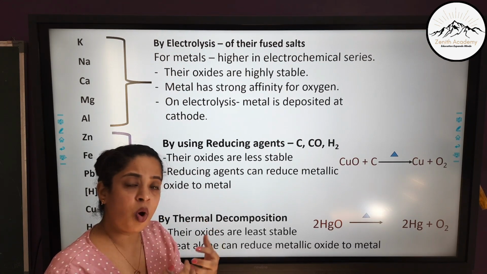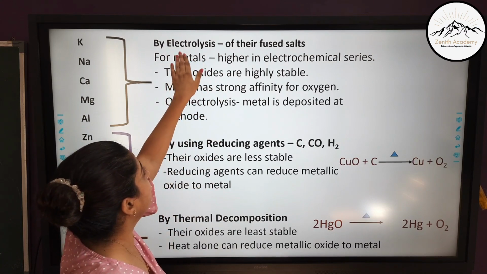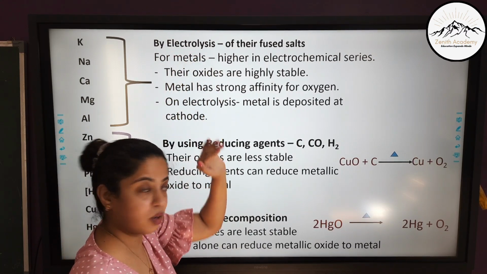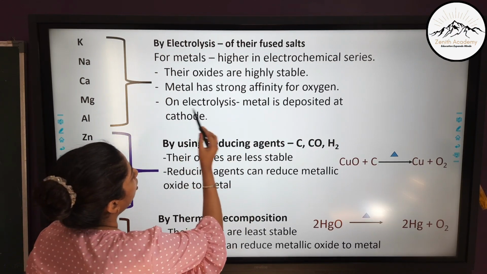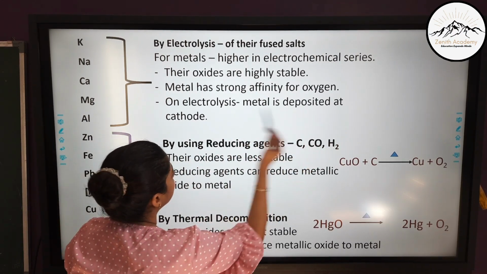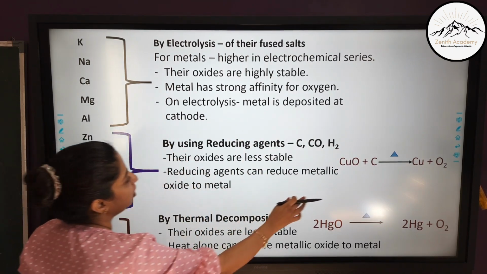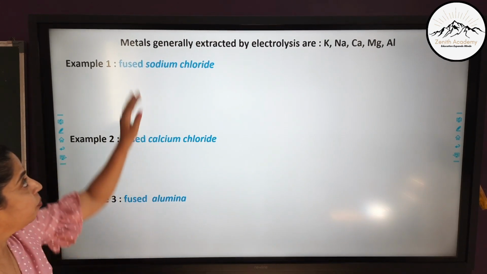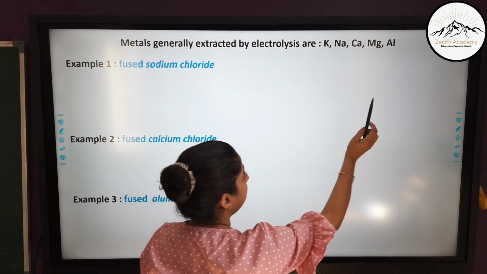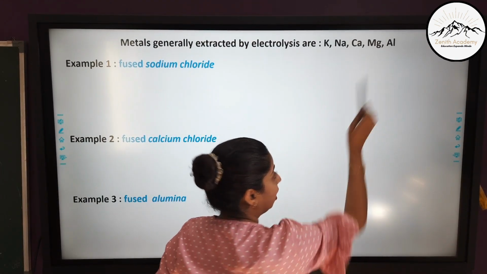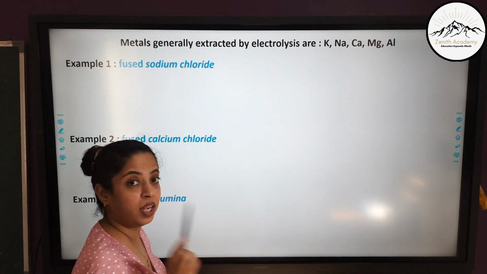So to break that bond and obtain only the metal, what can we do? We can use electrolysis, that is, we can pass electricity through its molten salt. On electrolysis the metal is deposited at the cathode. Now let us see how these metals can be obtained. Metals generally extracted by electrolysis are potassium, sodium, calcium, magnesium and aluminium. You should learn these names.